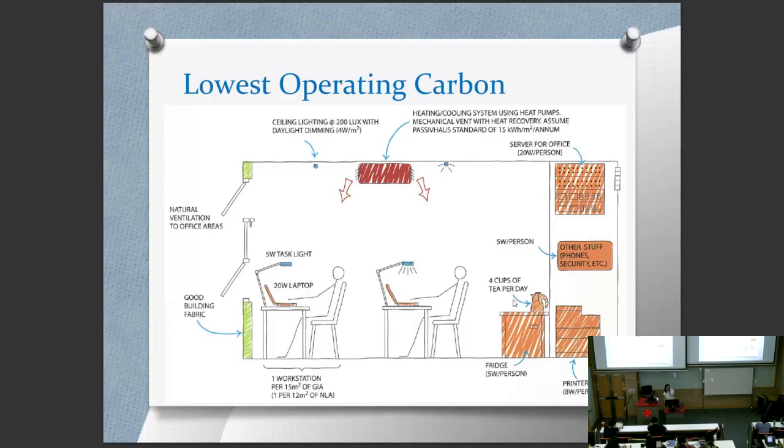And the office consists of some small equipment like the server, phone, security system, printer, and the fridge, and some pantry and kitchen appliances, the laptop, task lighting, the workstation, and it relies on natural ventilation and also an active heating and cooling system. Okay, but it has natural ventilation and good building fabric. So here are just some assumptions for the author to do the calculation.